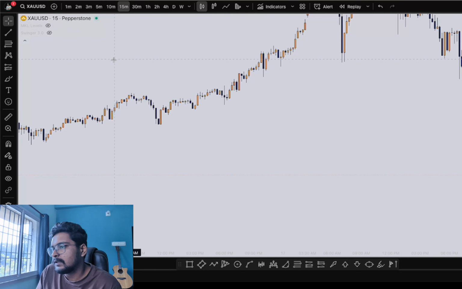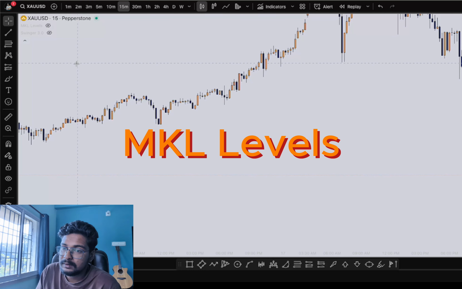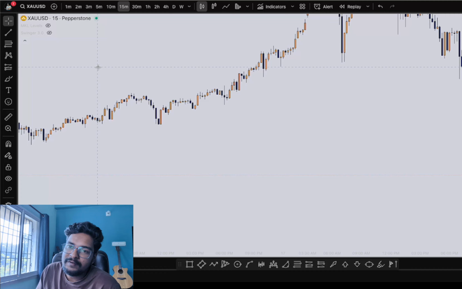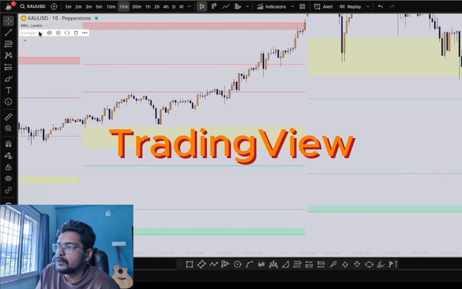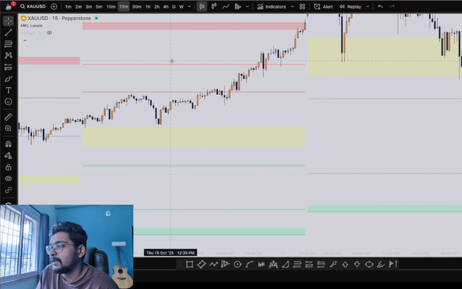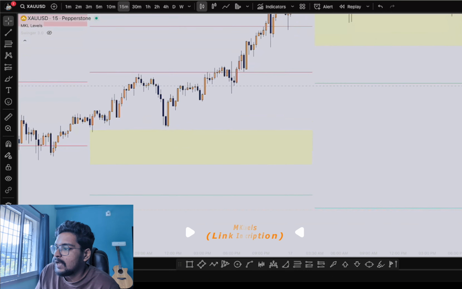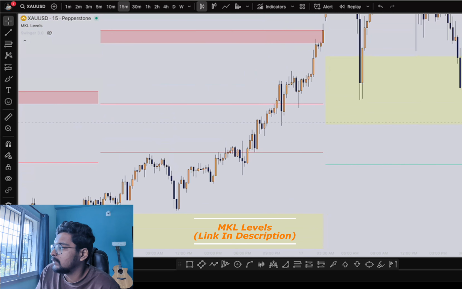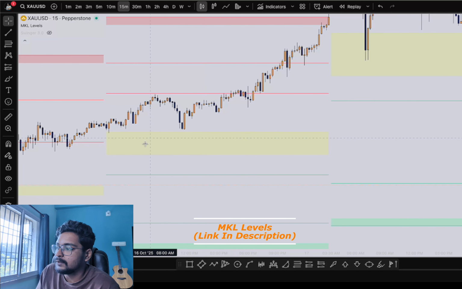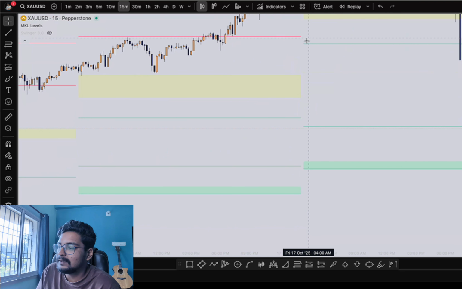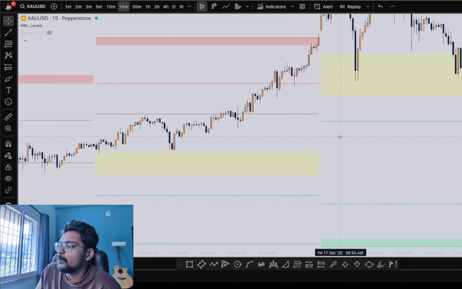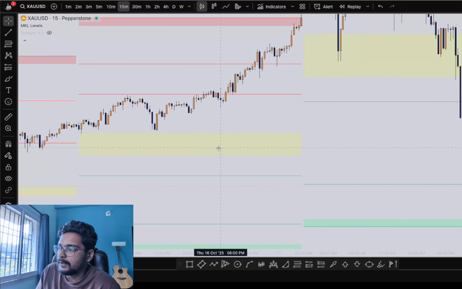So I built this indicator called MKL Levels, and it completely changed the way I trade. We will be using TradingView for this strategy. So once you head over to TradingView, you will find my MKL Levels indicator. And once you add it to the charts, it will look something like this. A lot is going on here. There's a yellow zone, there are 3 red lines and a zone, there are 3 green lines and a zone, right? So let me tell you one by one what these are, all right?